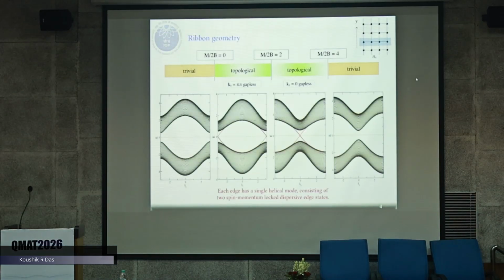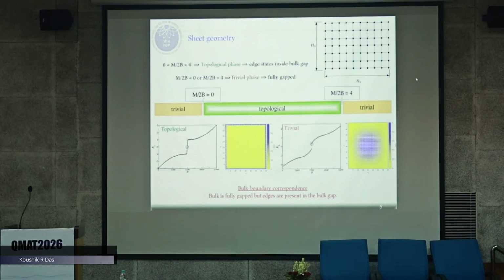So, if you look into the ribbon geometry, we can see that in the topological regime, the edge modes are helical in nature, which means that each edge has two spin momentum locked dispersive edge states, whereas the trivial modes do not have any such edge states and they are completely gapped out. Similarly, in the sheet geometry also, we can see the topological regime has states inside the bulk gap, and they look in this form, all localized along the edge. Whereas in the trivial regime, there are no such edge states inside the gap, and at the edges of the bulk gap, the bulk states look something like this. So, the bulk boundary correspondence is clearly visible.